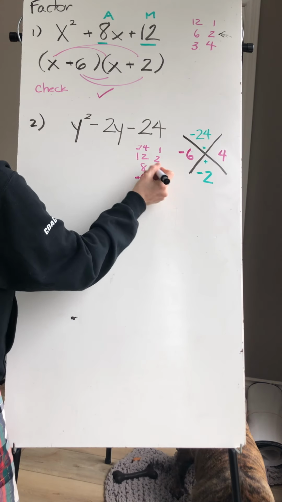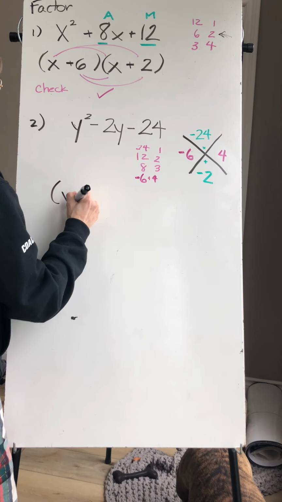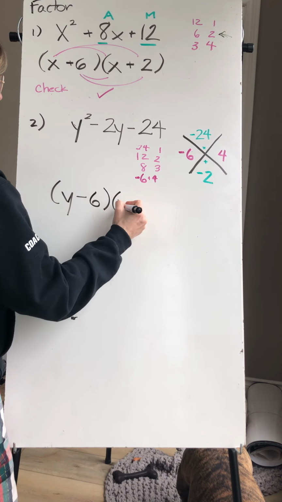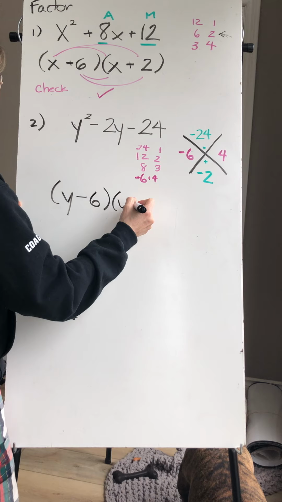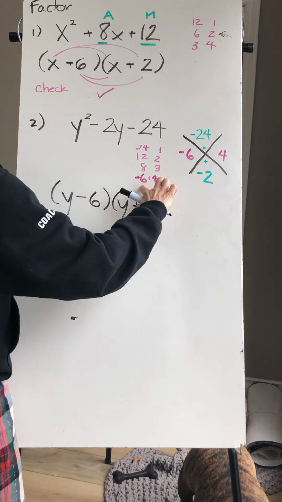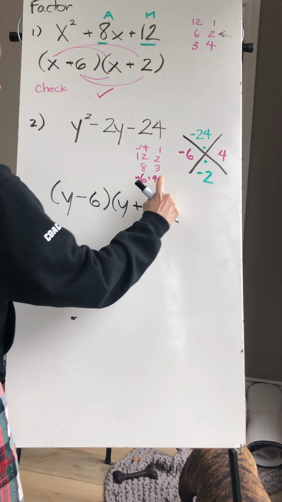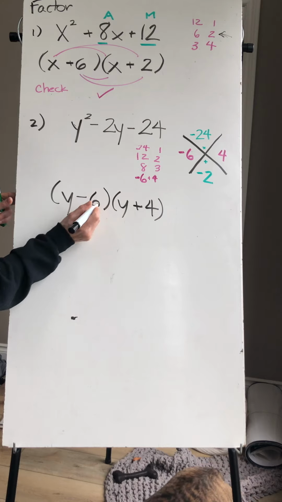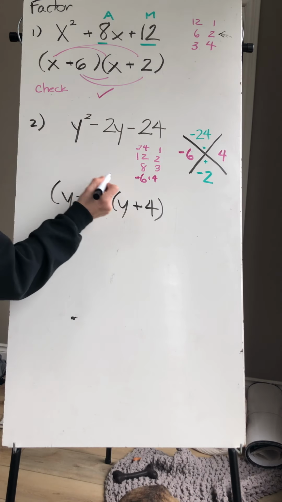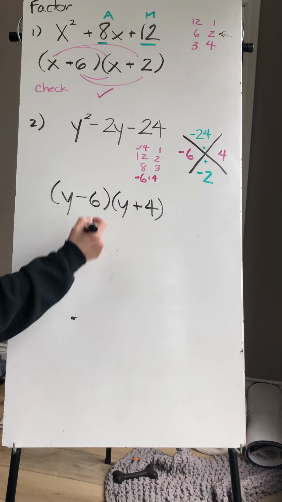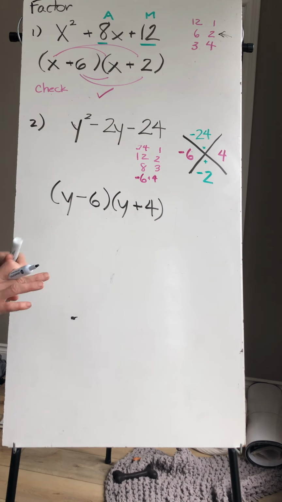So anyhow, we're going to go down here and very quickly answer the question by writing in y at the front of both brackets, and then we're going to put in our negative 6 and our positive 4 in here. And again, if you want, you can multiply y times y, y times 4, negative 6 times y, negative 6 times 4, and after you simplify, you should get your answer, okay?